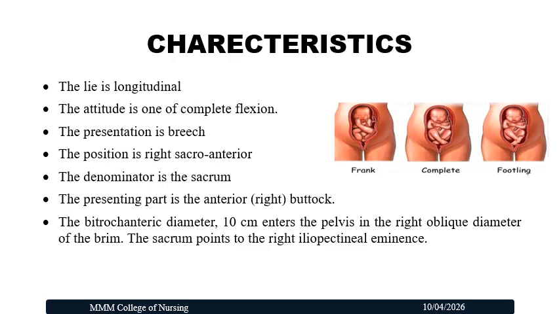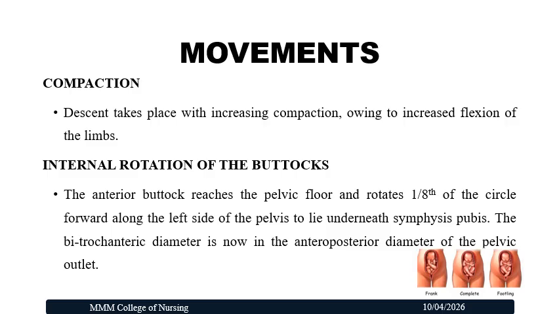Next, coming on to the movements. First is compaction. Descent takes place with increasing compaction owing to increased flexion of the legs. Second movement is internal rotation of the buttocks.